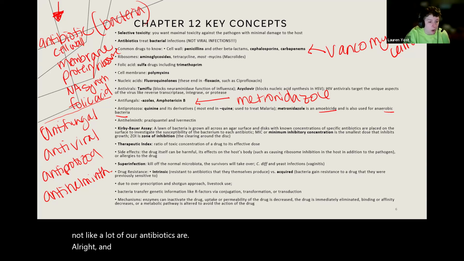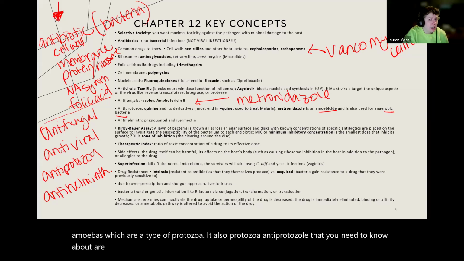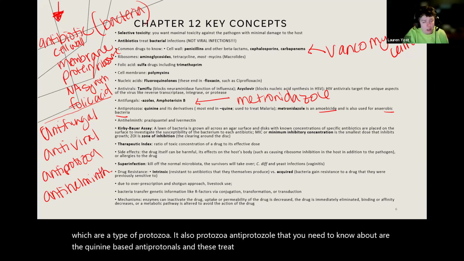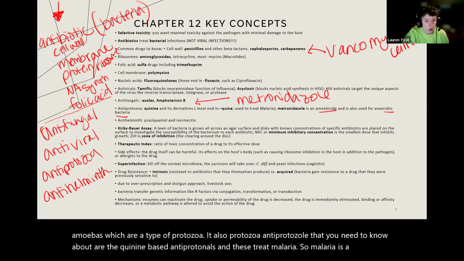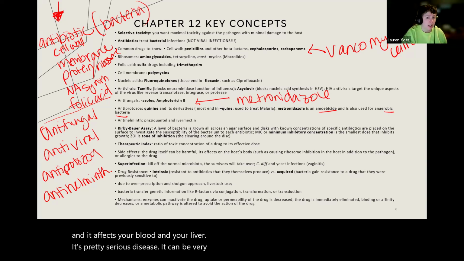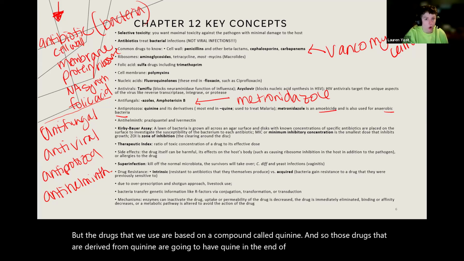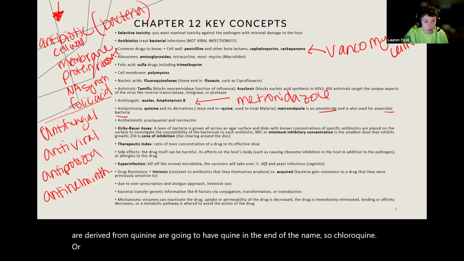All right, and then our antiprotozoals, we already talked about metronidazole. It affects amoebas, which are a type of protozoa. The other antiprotozoals that you need to know about are the quinine-based antiprotozoals, and these treat malaria. Malaria is a protozoa, and it affects your blood and your liver. It's a pretty serious disease. It can be very deadly. It's pretty chronic and pretty difficult to treat. But the drugs that we use are based on a compound called quinine. And so those drugs that are derived from quinine are going to have quine at the end of the name. So chloroquine or primaquine. So there's those.